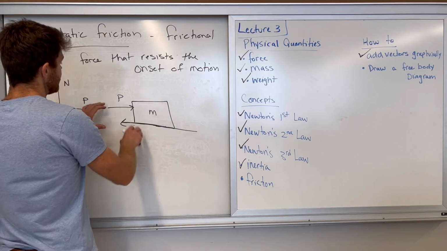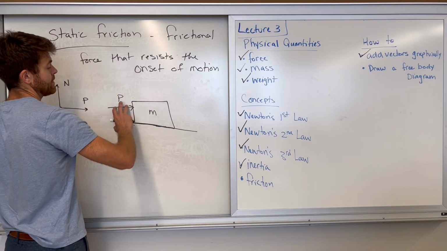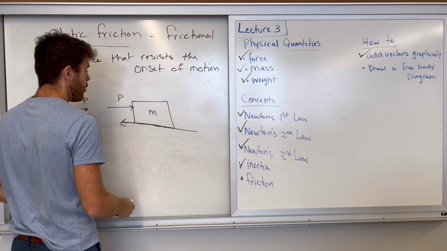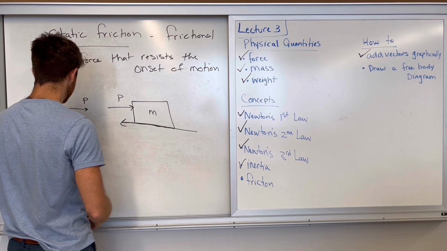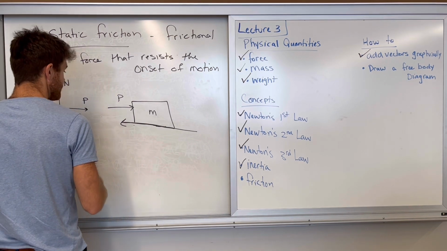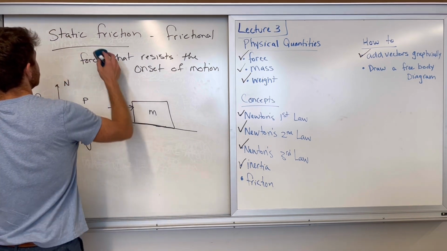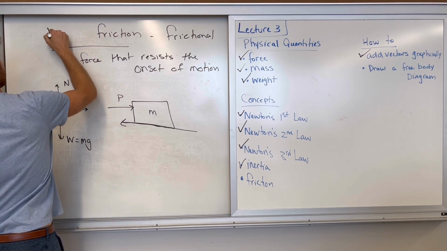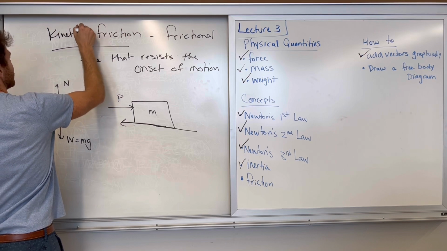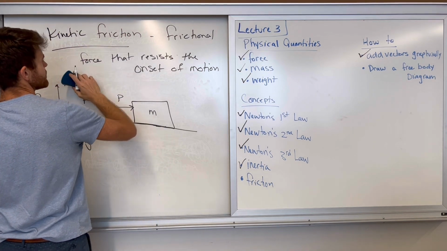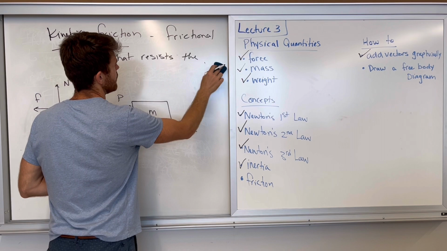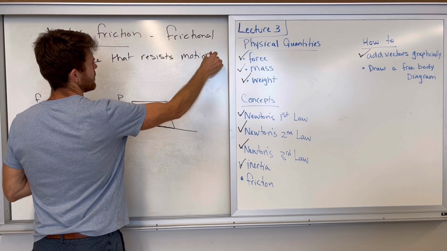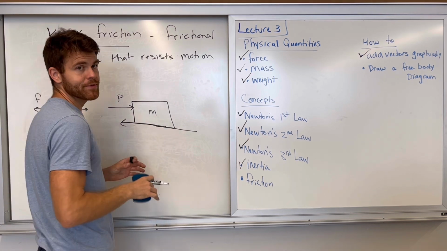But what happens if you exert a force that overwhelms static friction? Well, the object starts to move. And whenever an object's moving, it's sliding. It's no longer static friction. It becomes kinetic friction. Kinetic friction is a frictional force that resists motion. So it's already moving, but it acts in the direction opposite of the motion.